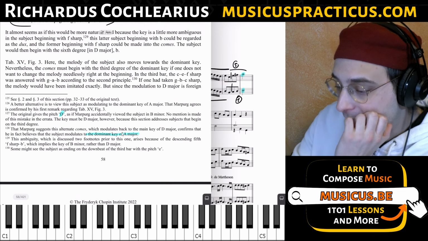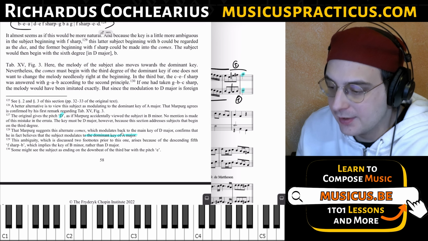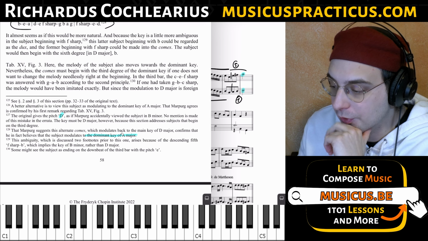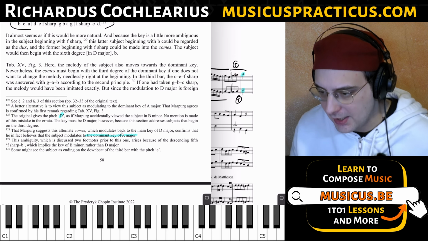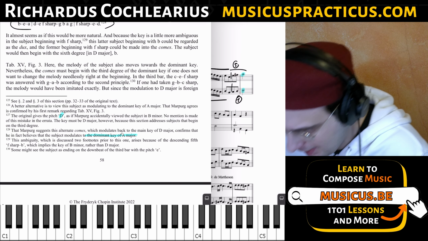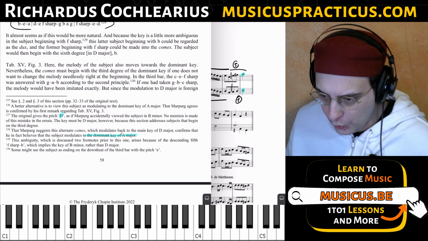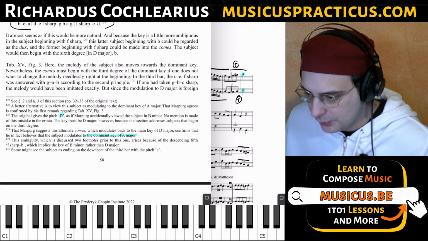Let's see. Figure 3. Here the melody of the subject also moves toward the dominant key. Nevertheless, the comes must begin with the third degree of the dominant key. If one does not want to change the melody needlessly right at the beginning, in the third bar, C, E, F sharp was answered with G, A, B, according to the second principle.